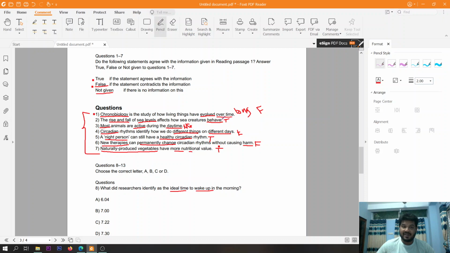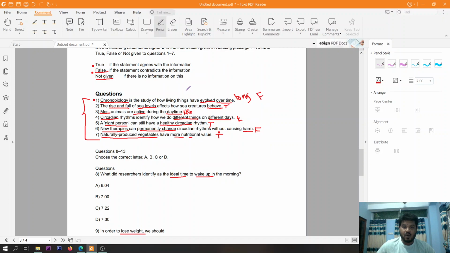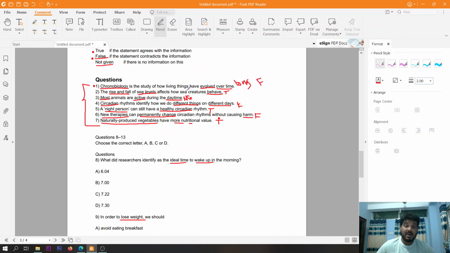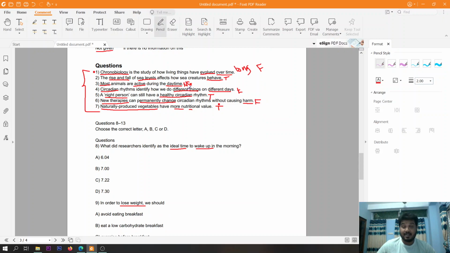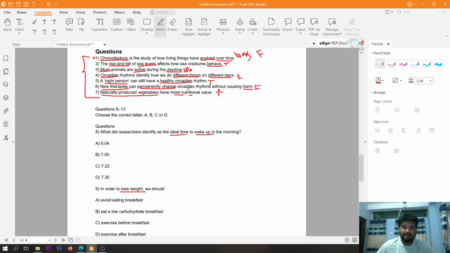Now, of course, it is not a necessity that you have to read the whole passage, but I would advise that you read the passage at least once before getting into the questions. In that case, it will be much easier for you to locate those answers. Anyways, now let's move on to the next set of questions.